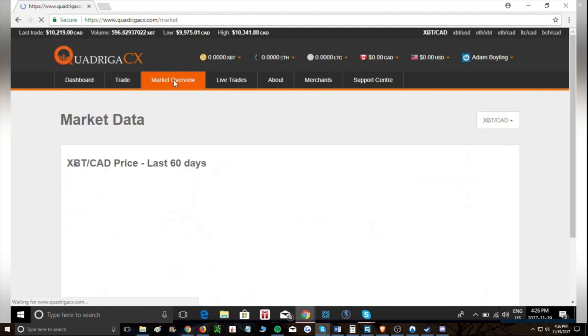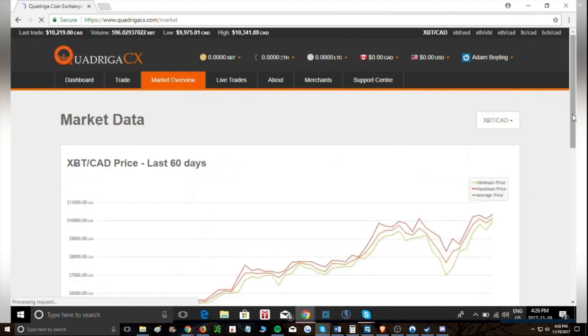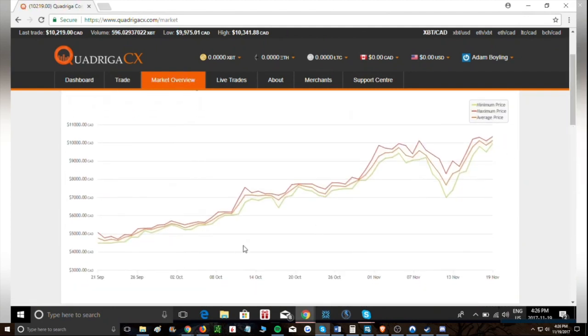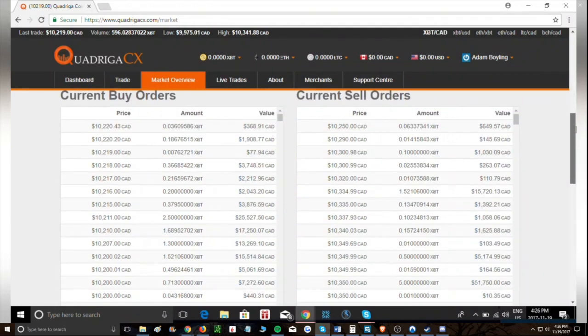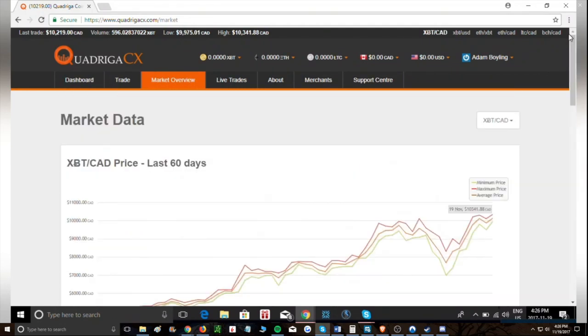Then over here, we'll go check out the market overview. It'll just show a decent little graph about where we've been. We can see end of September, 5K, till now, 10K. Doing Bitcoin bull run things. And here's just showing still the top 10 buy orders. They like to just repeat that again.